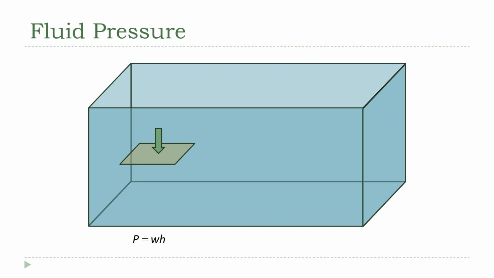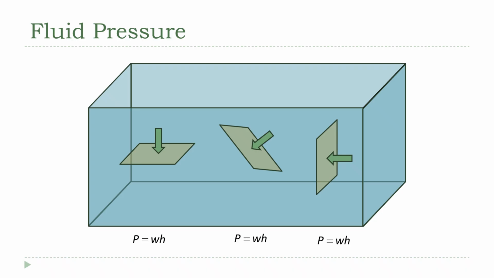Where things get interesting is when we start to rotate that plate. It turns out that no matter how that plate is turned, the pressure being exerted on it stays the same. It's always going to be W times H. And there's a name for this. It's called Pascal's principle. It's named after a French mathematician, Blaise Pascal.